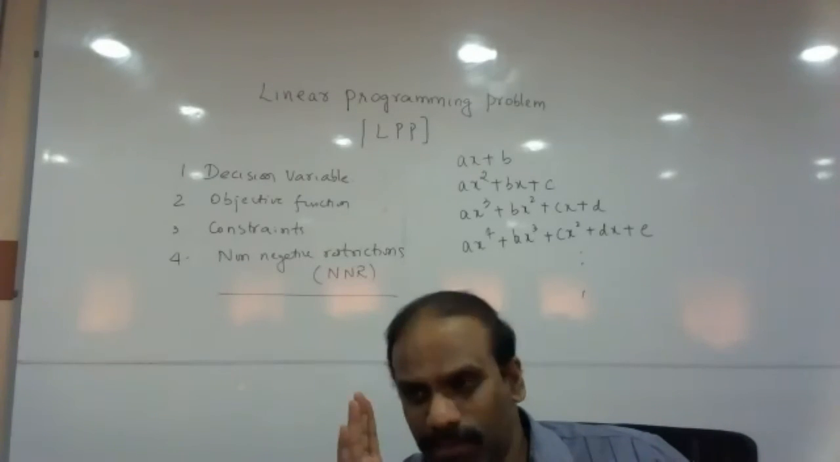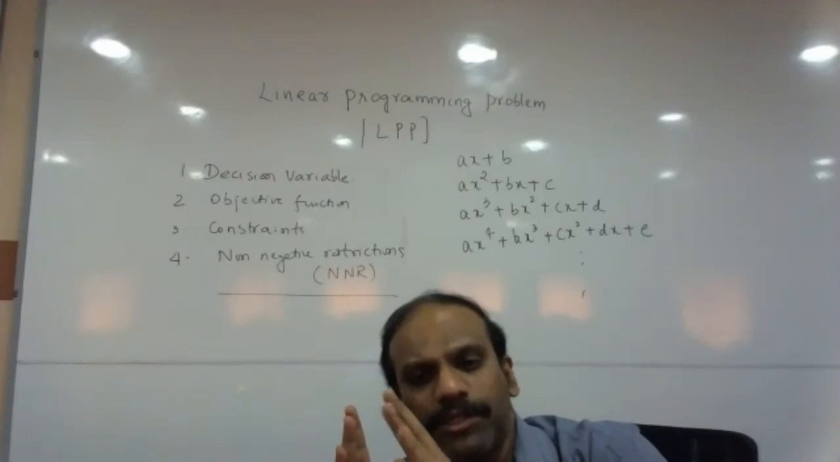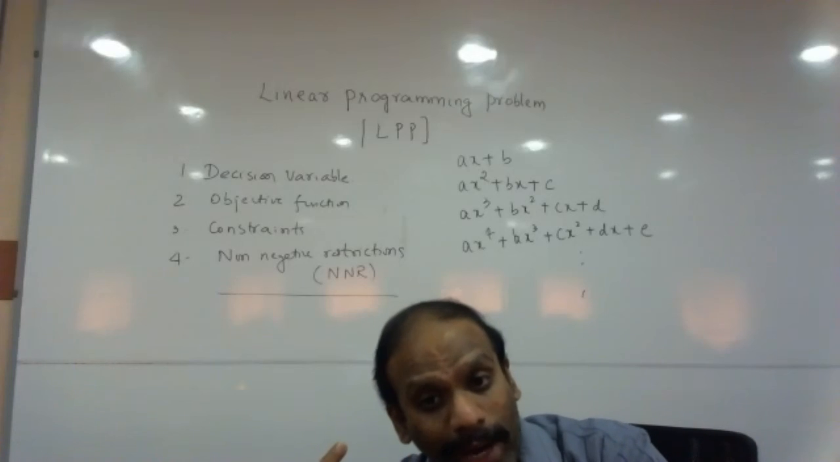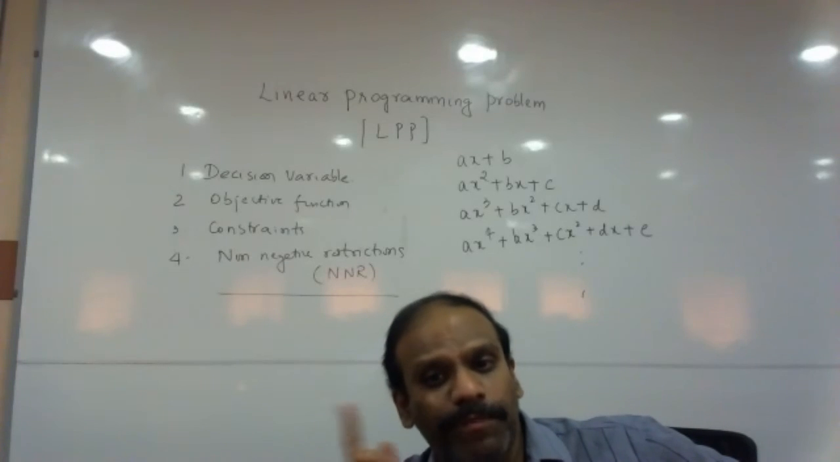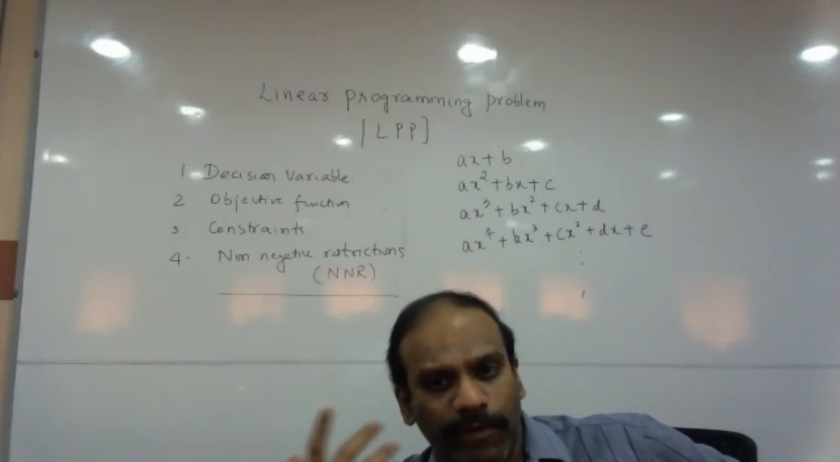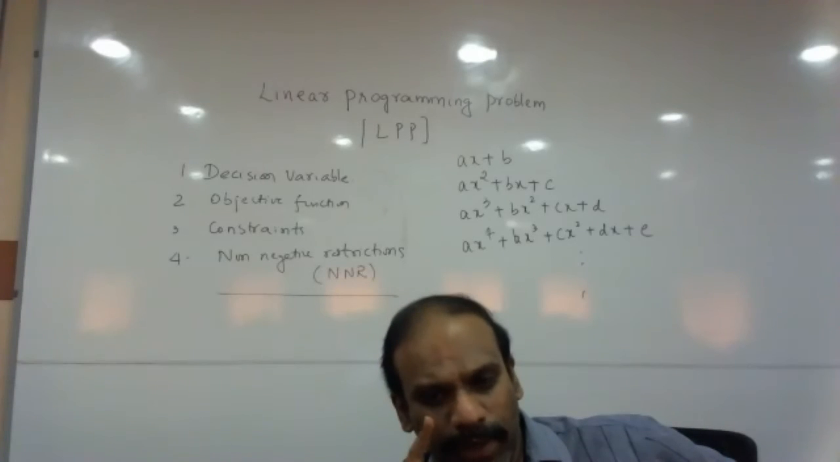Primal is something which is just converted. If a problem is stated in simple equations, that is called the primal form. And the transpose of the primal is called the dual. For a matrix we talk about the transpose, where rows are converted to columns or columns to rows. The same principle is applied here also.